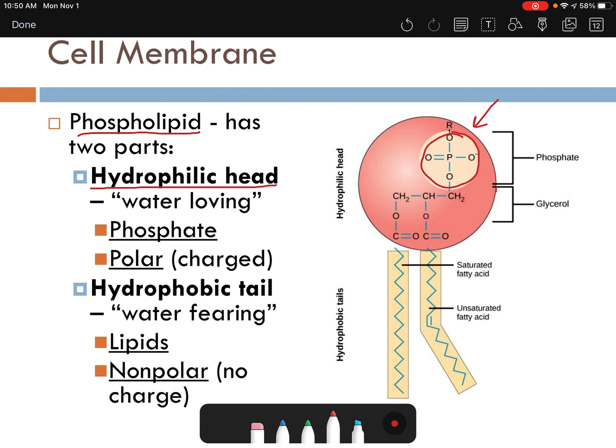So we need to know what these word fragments mean. Hydro, we've had that before when we talked about hydrolysis. That means water. But philic means loving. So this particular part of the phospholipid is water loving. It needs to always be facing wherever there's water. Again, it's made up of the phosphate part, and this part is polar, okay? This part of the molecule is polar. That means it has that charge on it, where one part of it is more positively charged versus negatively charged.